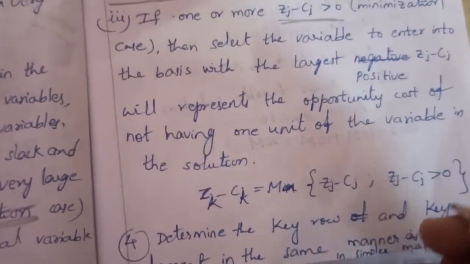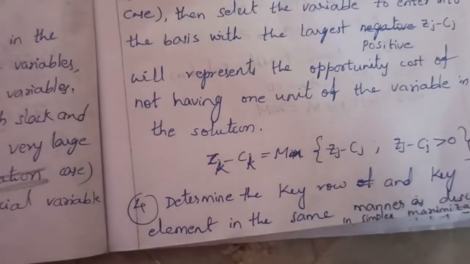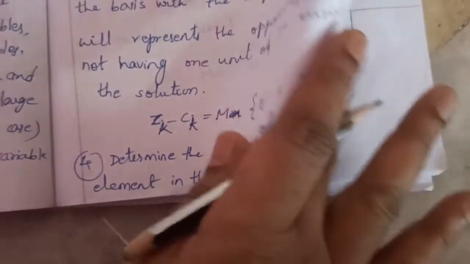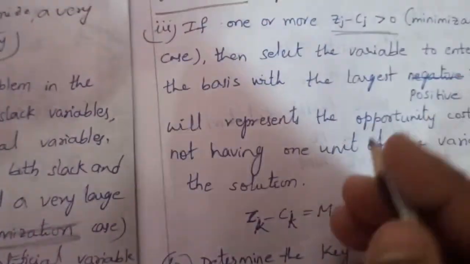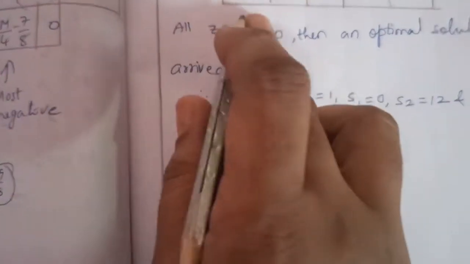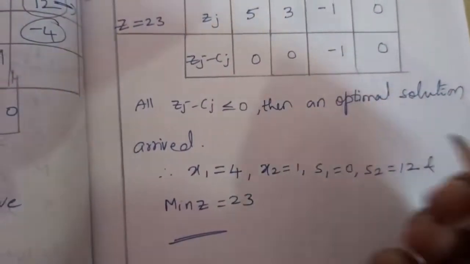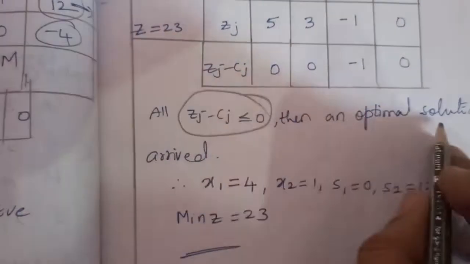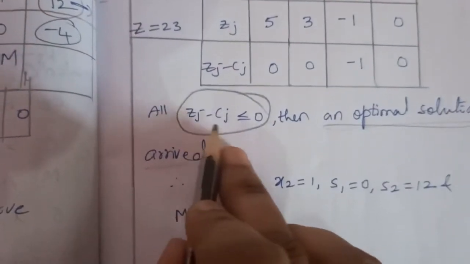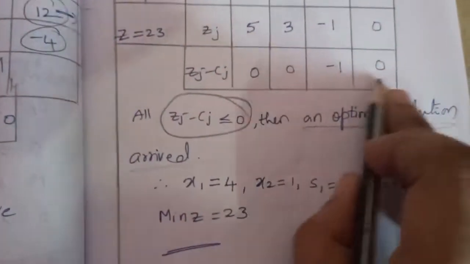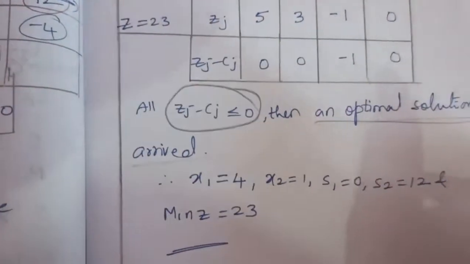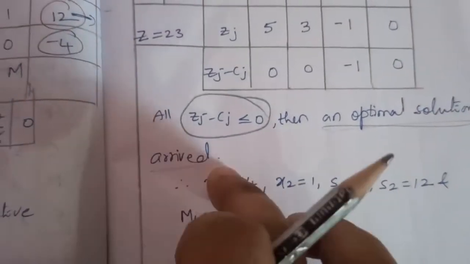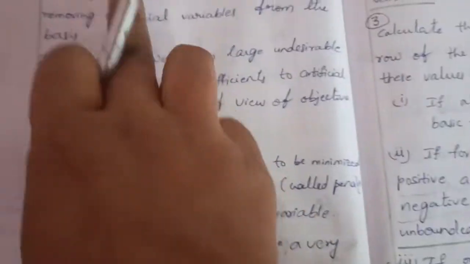And next, determine the key row and key column and go through with the next iterations like the simplex problem. Likewise, finally, if we get Zj minus Cj less than or equal to 0, at that time that is the final optimal solution. All the values must be less than or equal to 0. So at that time that is the optimal solution. This is the procedure, children, we have to follow for the big M method.